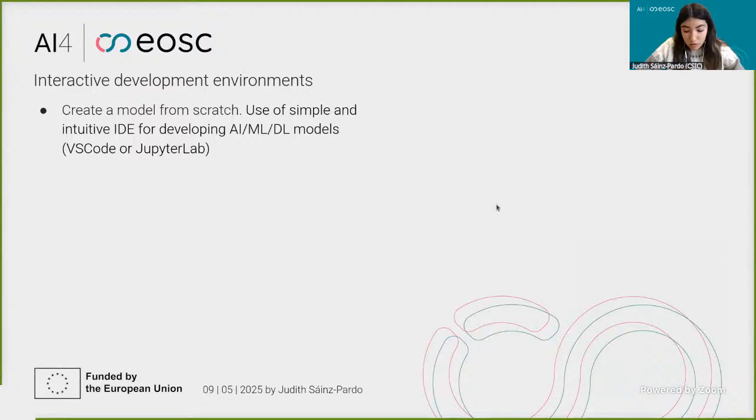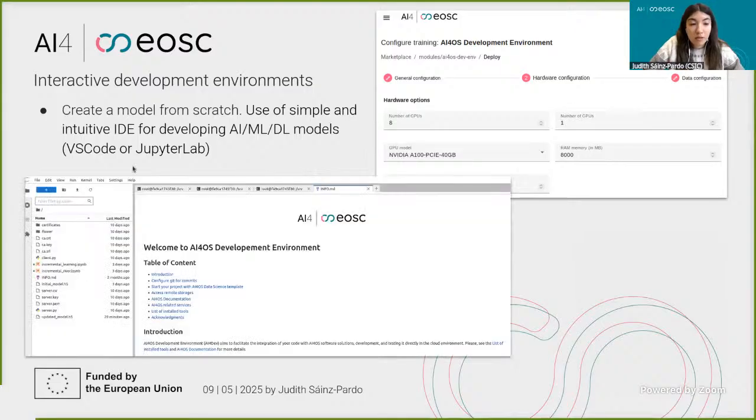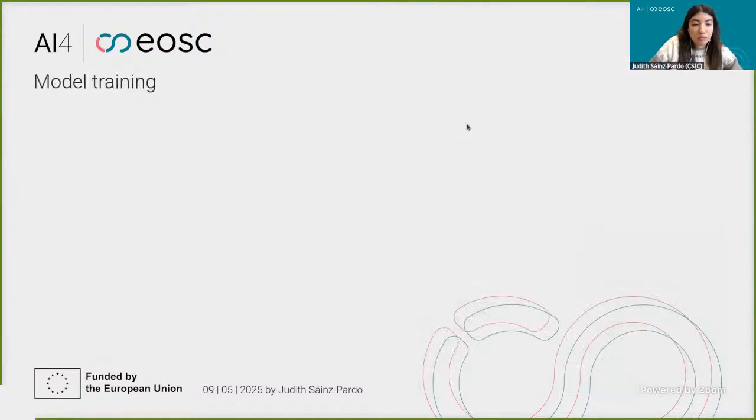But what about the case in which a user wants to create a model from scratch? The user doesn't want to use an already trained model, but wants to develop it from scratch. Then the users can access the interactive development environments that are available within the platform, from Visual Studio Code to Jupyter Lab. Here you have an example of Jupyter Lab. And here you have an example of Visual Studio Code. And here you can see again that you can configure the hardware requirements that you may need.